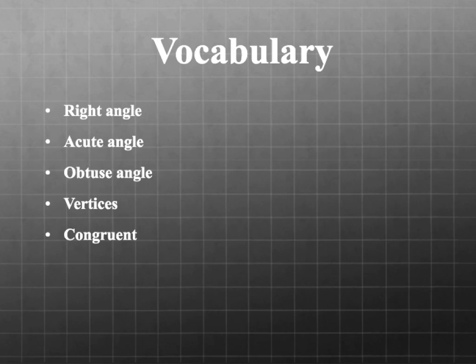So first of all, let's review some vocabulary. We have 3 different types of angles that we're going to need to know in order to classify these triangles. So first we have a right angle, an acute angle, an obtuse angle.